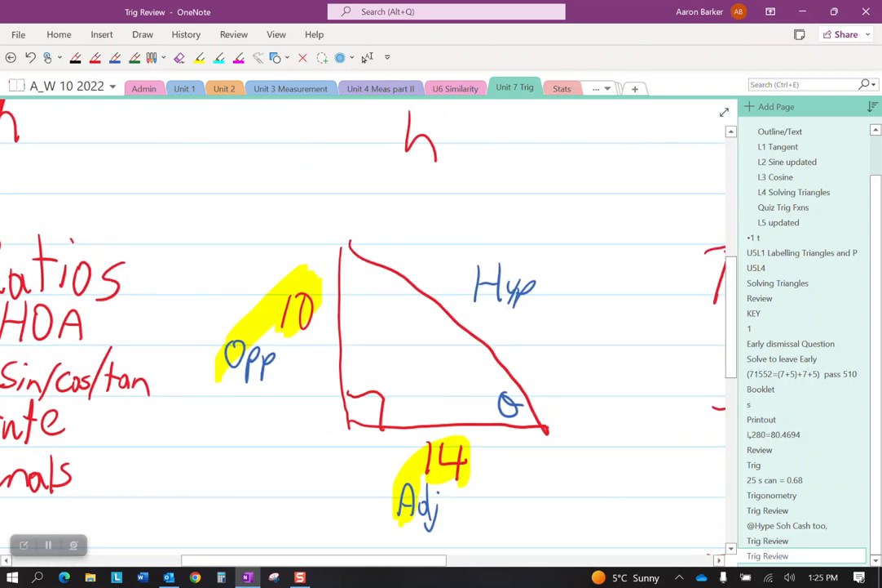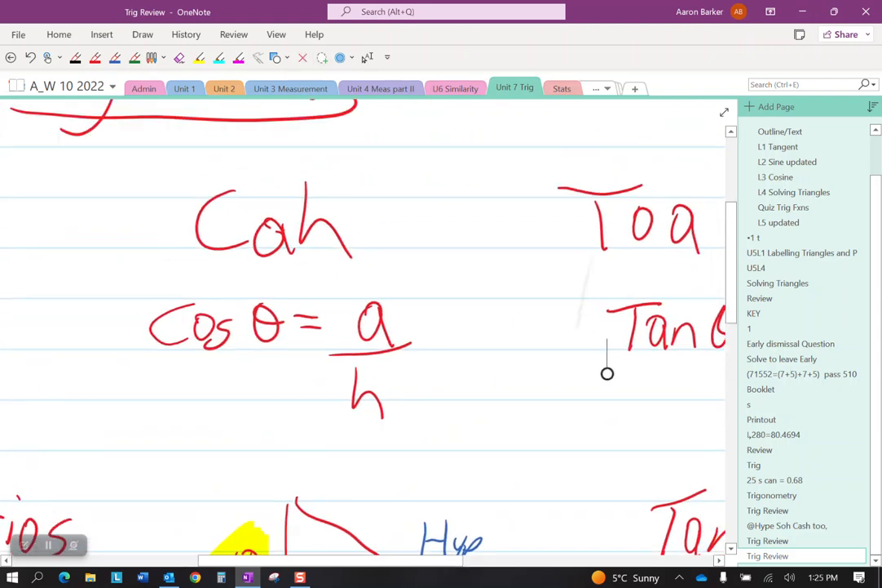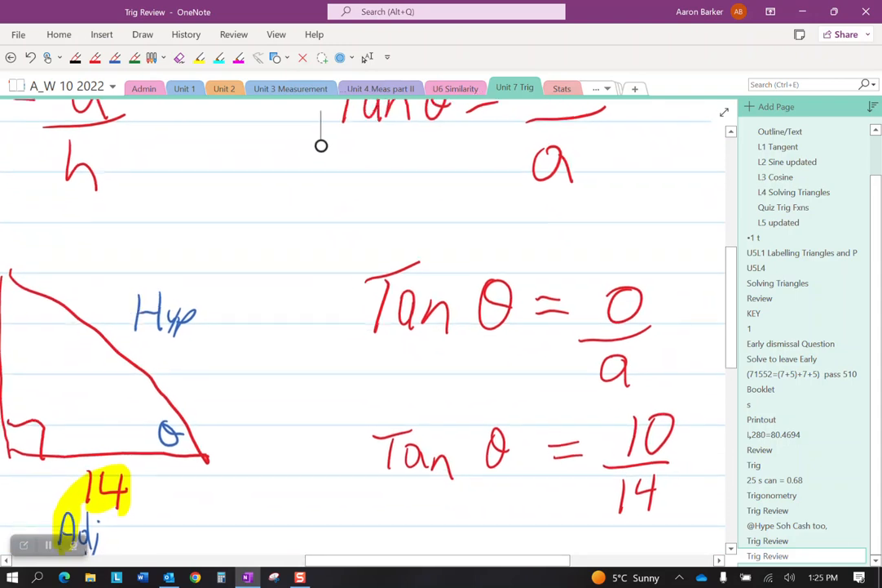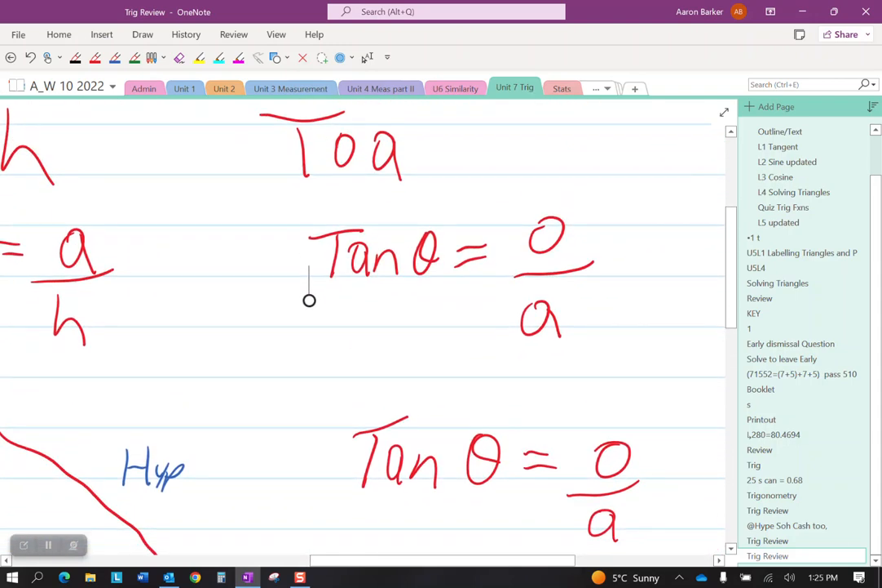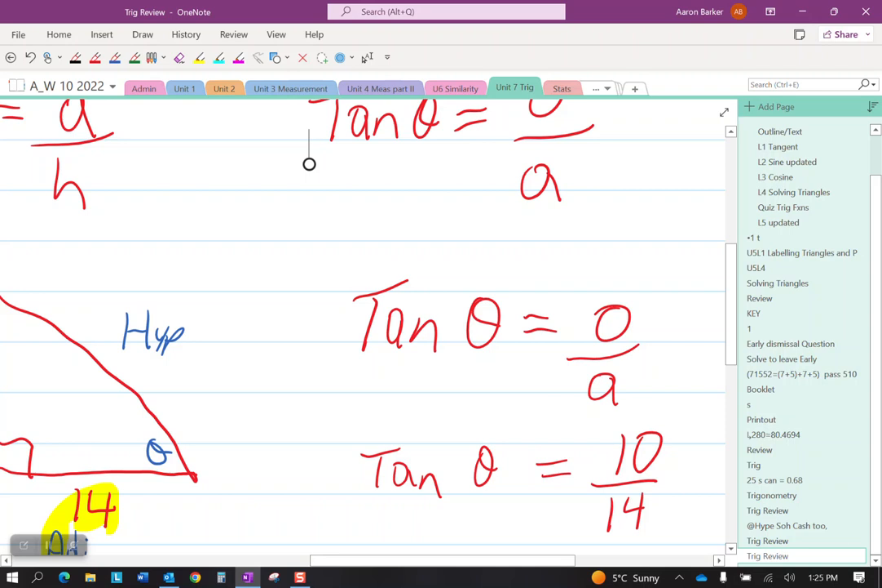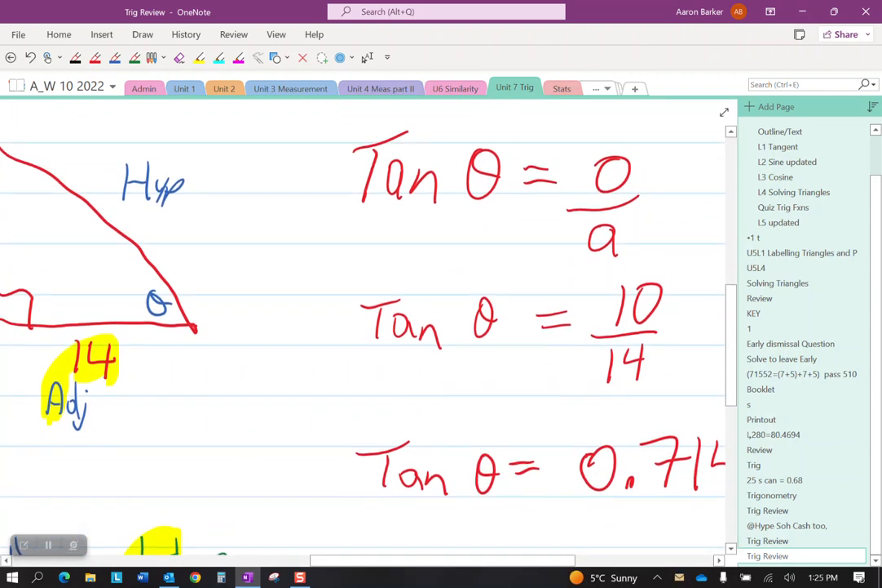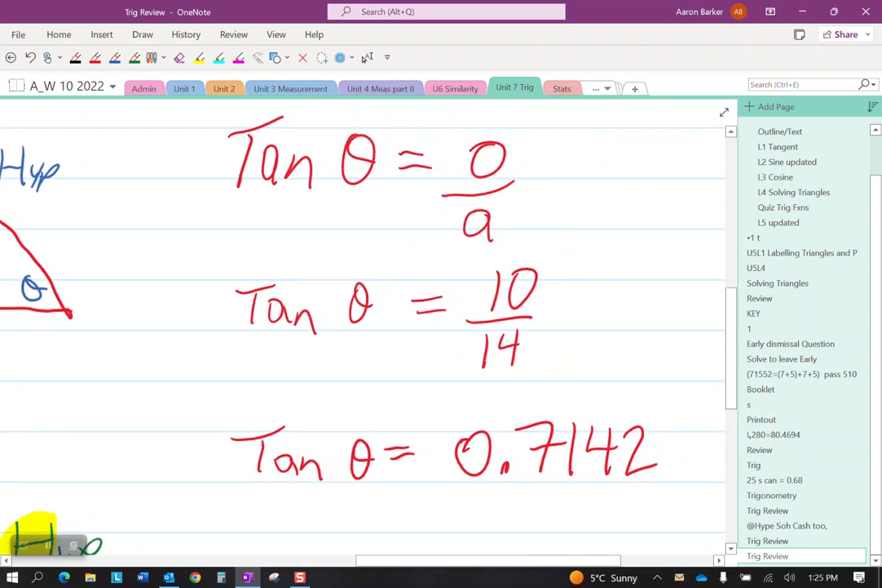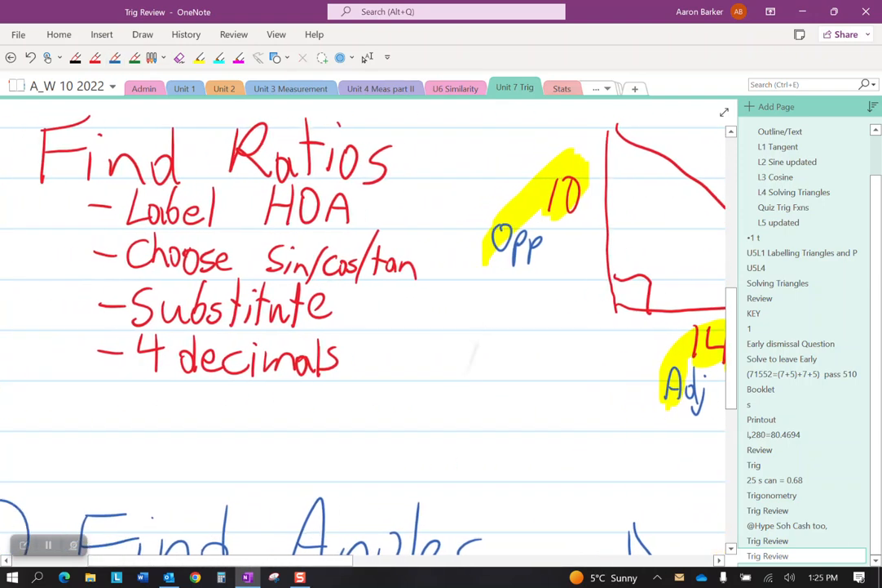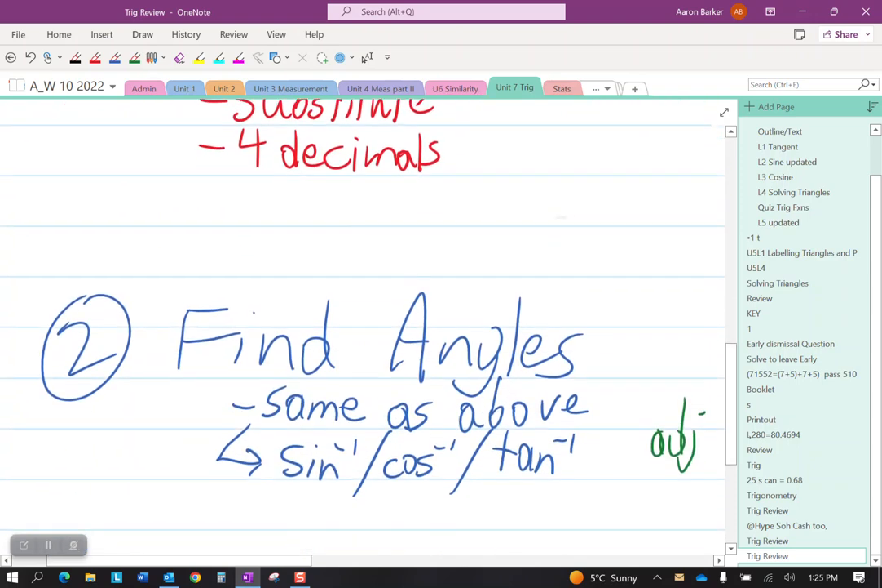For this triangle, we have the opposite and adjacent side, and opposite and adjacent is TOA, so we use tan theta equals O over A. We substitute in: tan theta stays the same, O changes to 10, 14 is for A, and then you can divide to get your 4 decimals. 10 divided by 14, 0.7142.